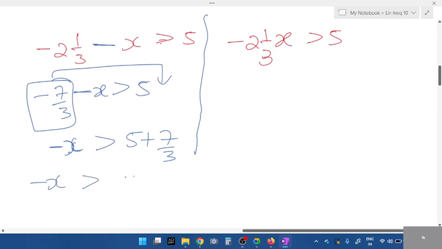First take LCM. You get 3 into 3. You get 15 plus 3. Sorry, 15 plus 7, students. 5 3s are 15 plus 7 is 22.